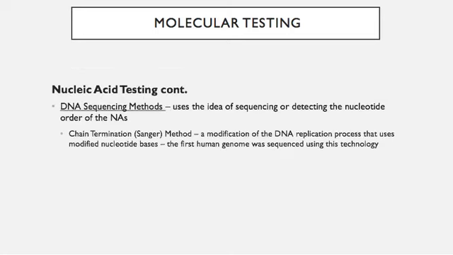And then finally, DNA sequencing uses the idea of sequencing or detecting the nucleotide order of the nucleic acids. So the chain termination or Sanger method is a modification of the DNA replication process that uses modified nucleotide bases. The first human genome was sequenced using this technology.